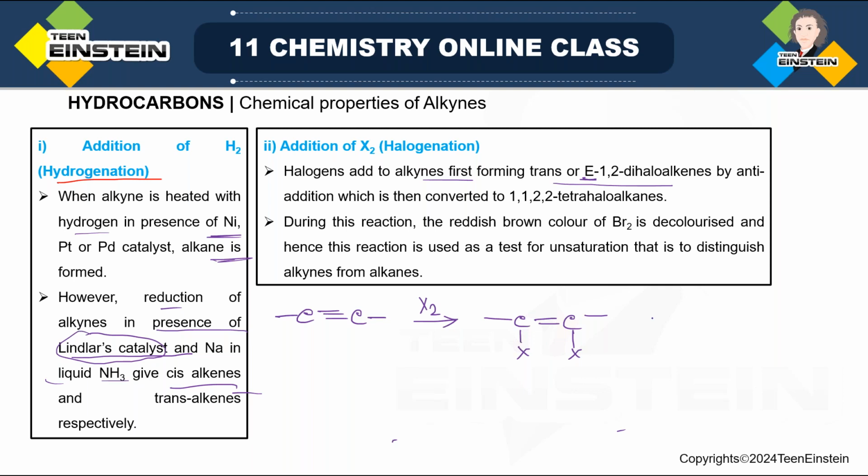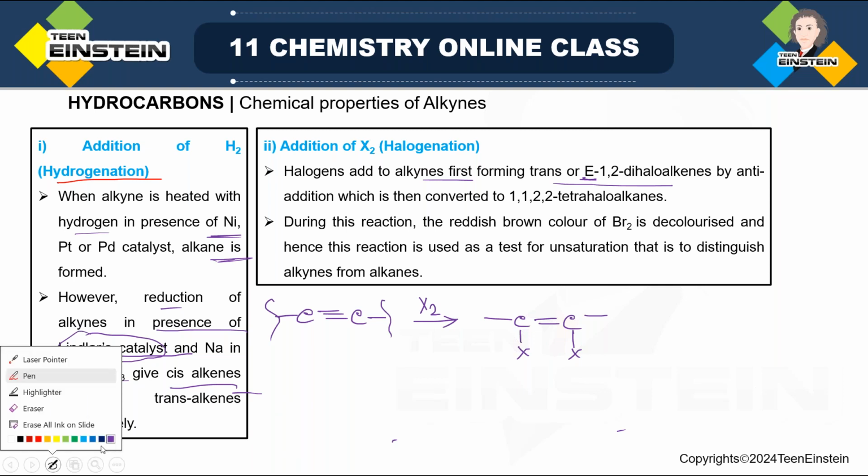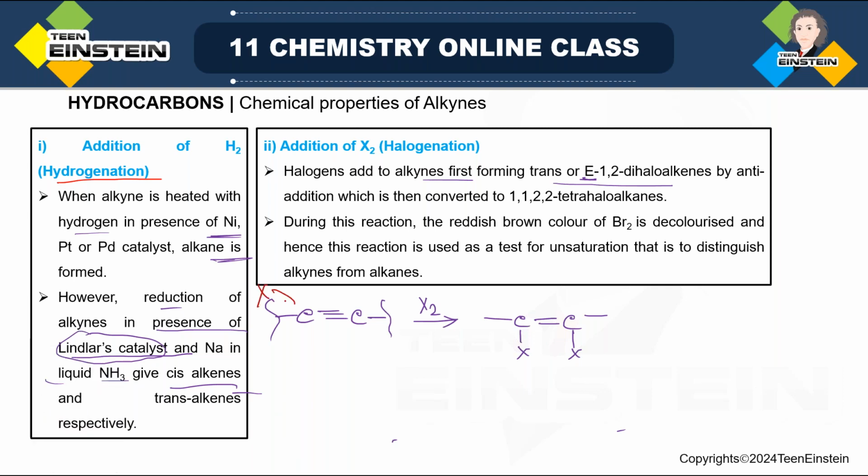Though here I have not drawn trans in such a way, because we do not know what substituents are on both sides. But it will be trans, because as it is anti-addition, both the halogens will be added from the opposite side. So if one halogen is coming from this side, another halogen will be coming from the other side. So that is why it is E or trans. Then first there is formation of this by anti-addition, and then if you are using another X2, finally there will be tetrahalogen substitution. So this is position 1, this is position 2. Now it is 1,1,2,2-tetrahaloalkane.